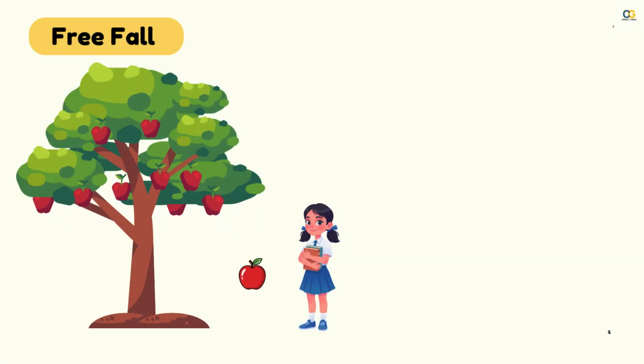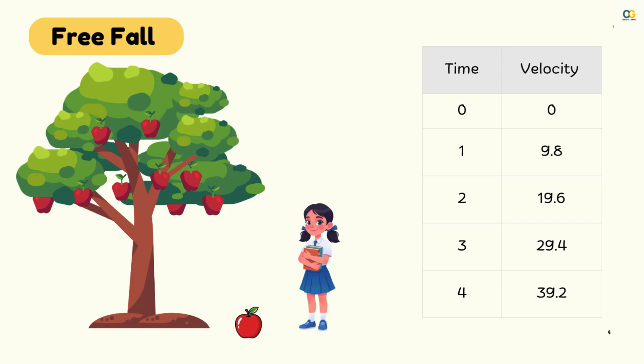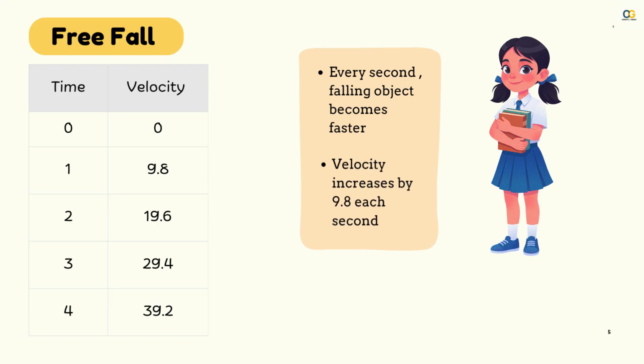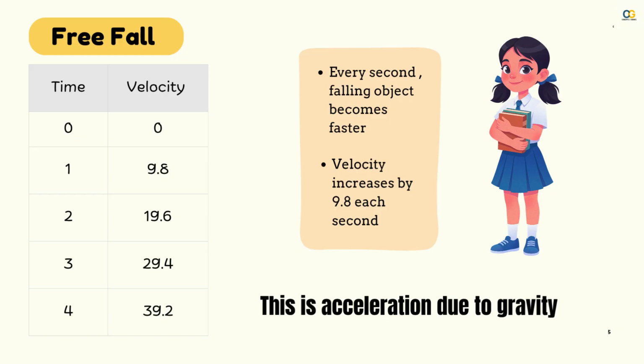So when the next apple falls, Riya measures it and sees that at every instant of time, the velocity of the apple was increasing every second. So she made the following observation. Every second, the falling object becomes faster. Its velocity increases by 9.8 meters per second each second. This acceleration, where the velocity is increasing, is because of gravity, hence it is called acceleration due to gravity.